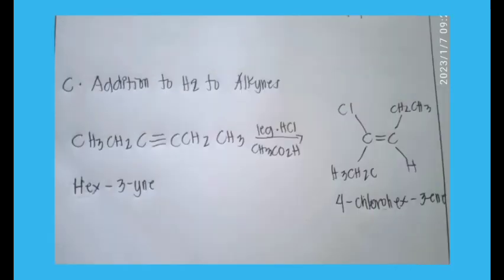For letter C, we have addition of H2 to alkynes. It is hexane because CH3CH2CH is triple bonded to carbon, CH2 and CH3. It is like that with the hydrocarbon over CH3CO2H, and it is 4-chlorohexane.